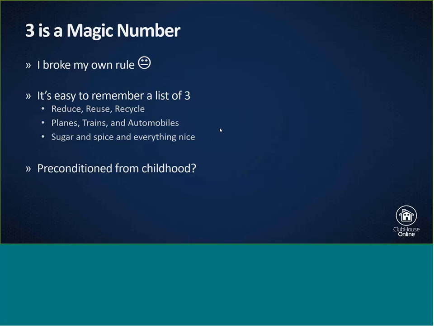So if you're using a list, try to boil that list down, those bullets, to 3 points. If you go beyond 3, chances are you might lose the person. They've read the first 2, 3, and then you go to 4 and 6 and 8. They might not read the rest.